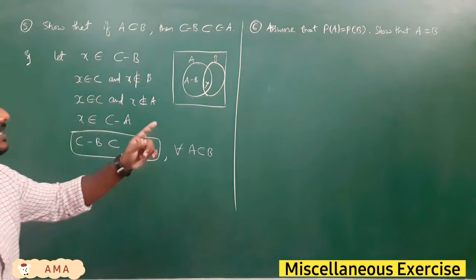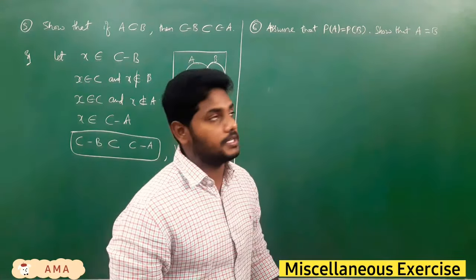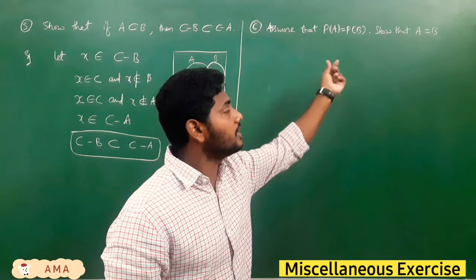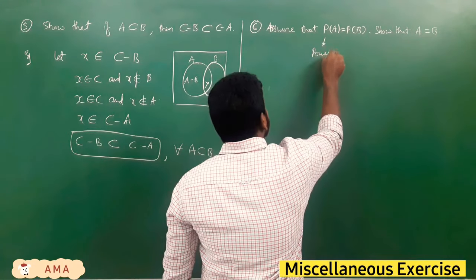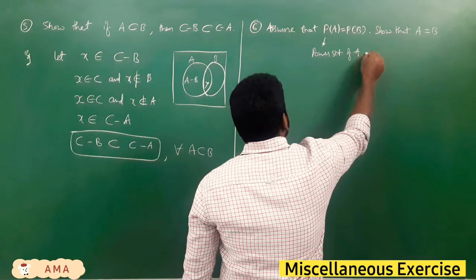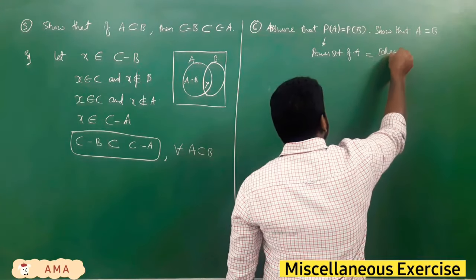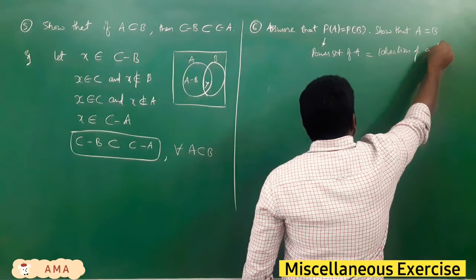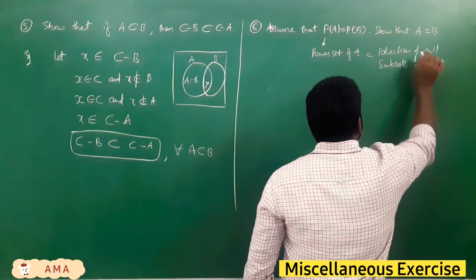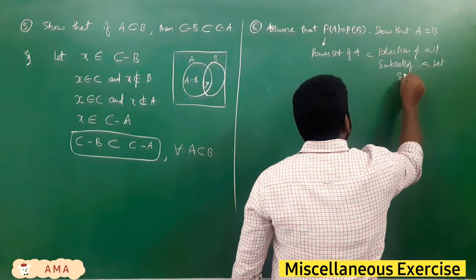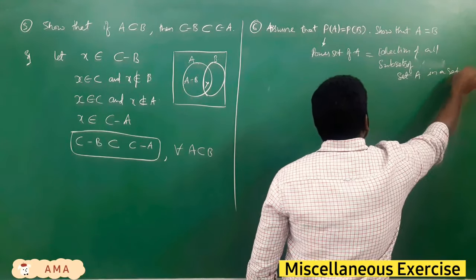Very nice question. Next one. Assume that P of A equal to P of B. Show that A equal to B. You observe here P of A, P of B. What is P of A? P of A means power set of A. What do you mean by power set? Power set means collection of all subsets of set A in a set.